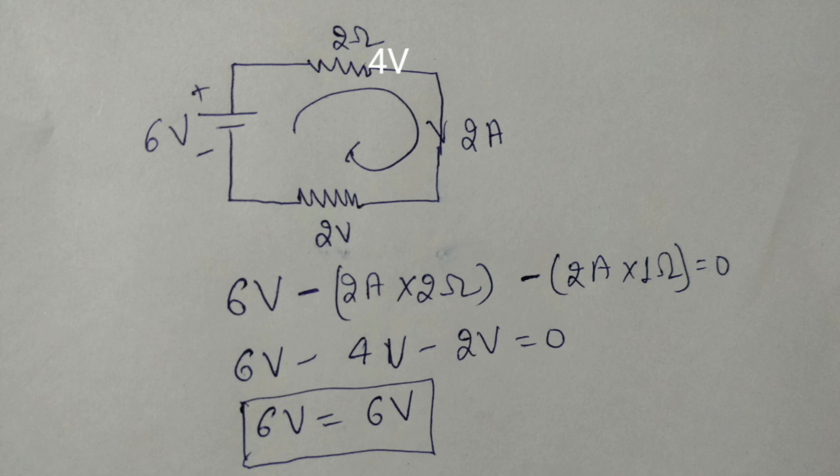From this we get 6 volt minus 4 volt, which is the drop at the 2 ohm resistor, and minus 2 volt, which is the voltage drop at the 1 ohm resistor, which is equal to 0. 6 volt minus 6 volt equals 0, meaning the total voltage drop is 6 volt. In this way, Kirchhoff's voltage law can be generalized to any loop containing any number of components.